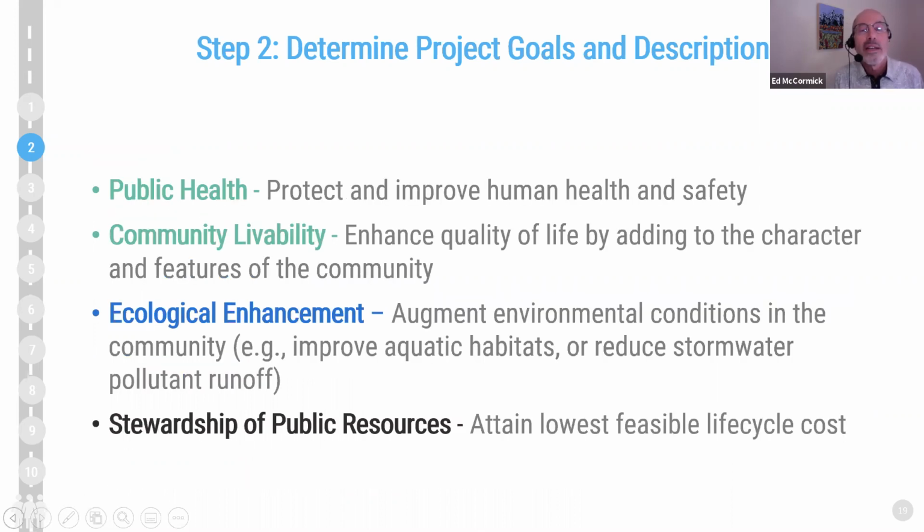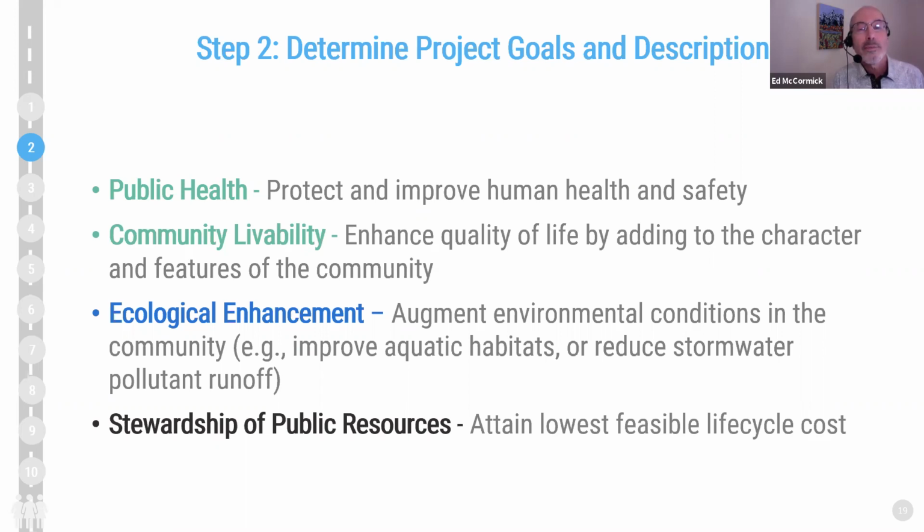Oftentimes, what we'll find is you can have more goals. You can have maybe just 3 goals, but typically 4 seems to be about a median that we've seen used with the analysis, median number of goals. The first 2 are in green. Those are the social, public health, community livability. The environmental here is ecological enhancement, and then stewardship of public resources being an economic goal.